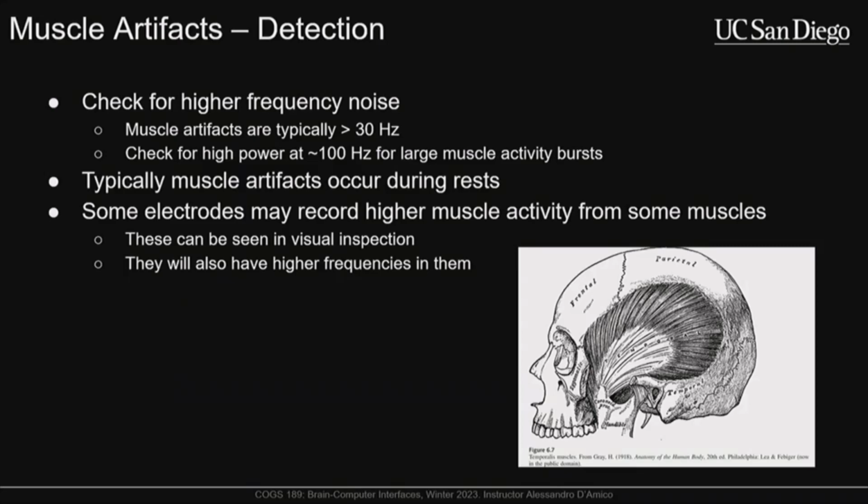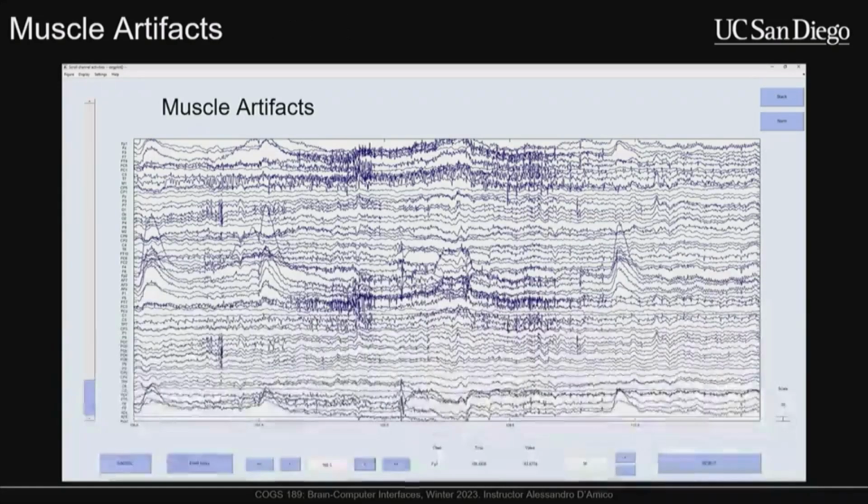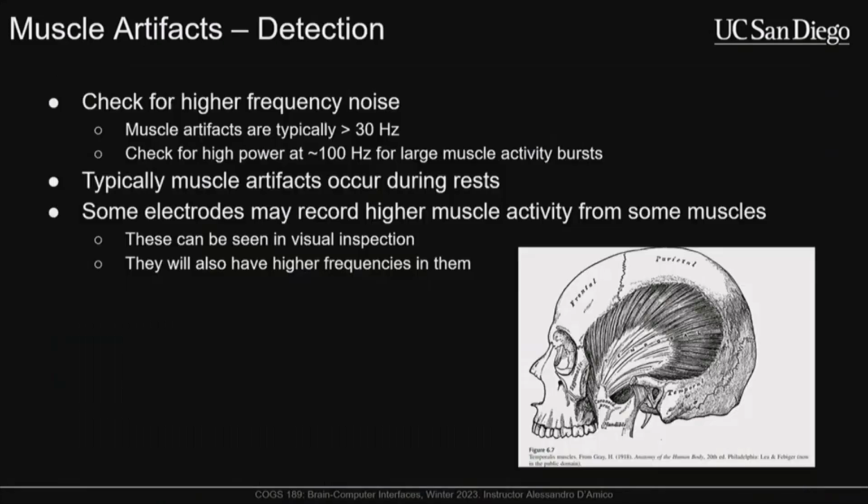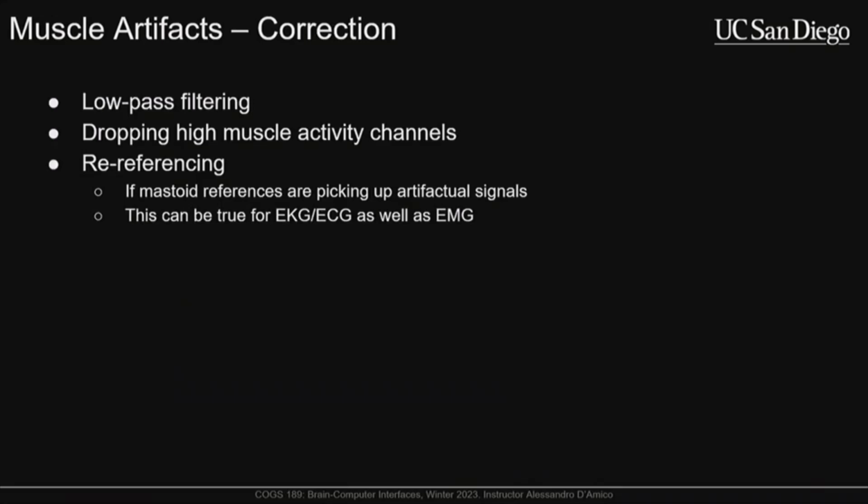Typically, we see these muscle artifacts during rests, as we saw in this case, when the participant is taking a break. If you tell your participant to be a good participant, they tend to be good participants. Some electrodes may record higher muscle activity, such as T7, T8, and even the mastoids can record it. And again, you can see these by visual inspection. Anyway, I'm going to skip that point. But yeah, so what can we do for correction?